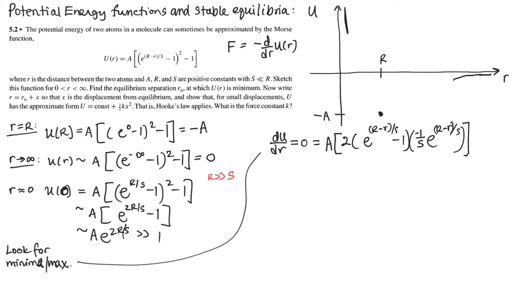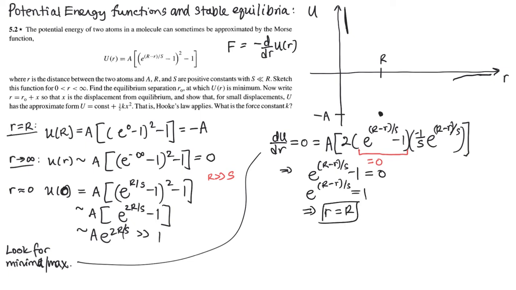Okay. In order for this term to be 0, we need this term to be 0. That's the only way we're going to get 0 here. So that tells us immediately that e to the capital R minus r over s minus 1 has to be 0, which means this exponential term has to be 1, which happens when the exponent is 0, which happens when little r is capital R. So that is, in fact, our minimum right here.